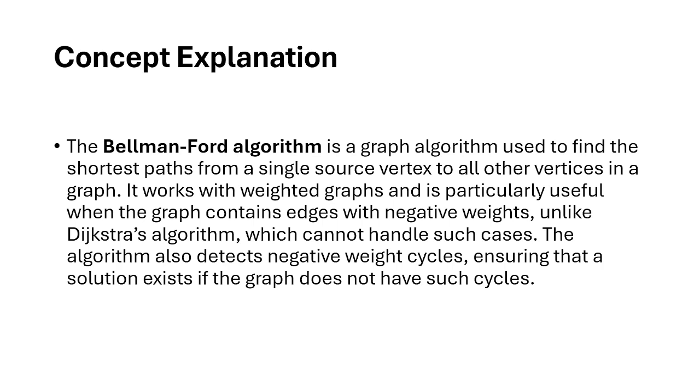The Bellman-Ford algorithm is a graph algorithm used to find the shortest path from a single source vertex to all other vertices in a graph. It works with weighted graphs and is particularly useful when the graph contains edges with negative weights, unlike Dijkstra's algorithm, which cannot handle such cases. The algorithm also detects negative weight cycles, ensuring that a solution exists if the graph does not have such cycles.